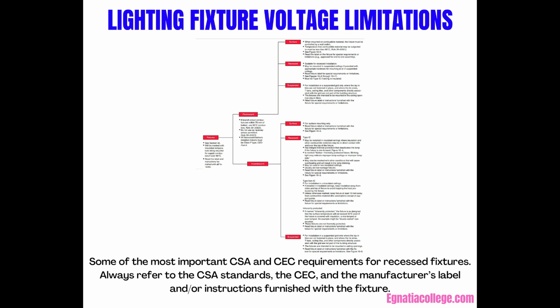Fluorescent and neon lights are examples of discharge lighting. Rule 30-706 addresses the increasing use of neon lighting for decorative purposes. Some important CSA and CEC requirements for installing recessed fixtures are summarized in this figure.